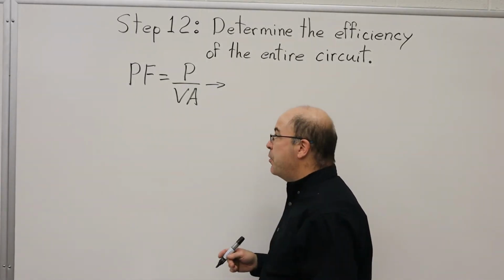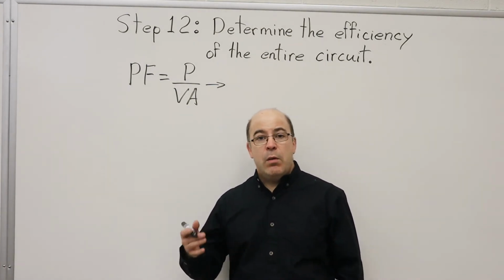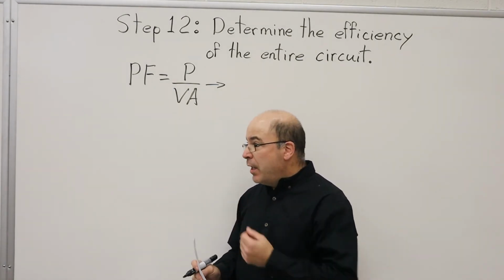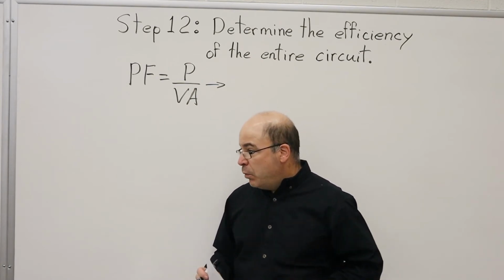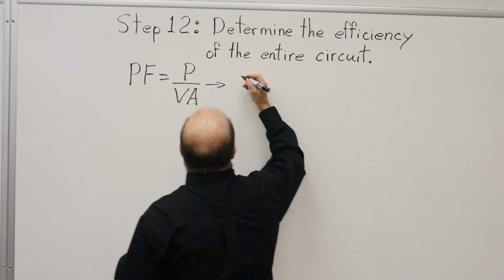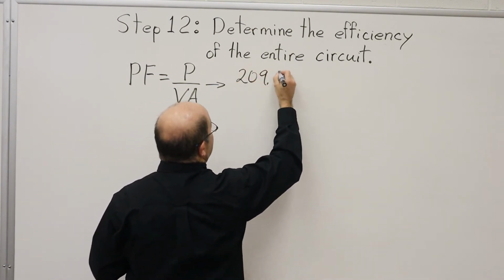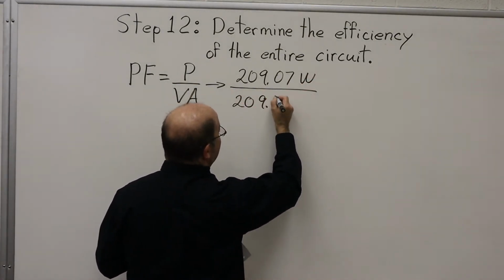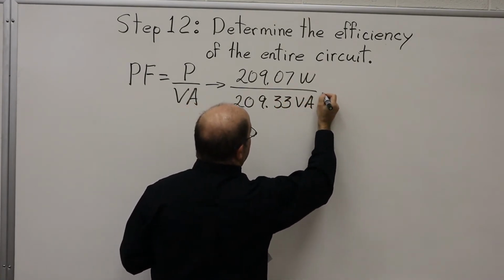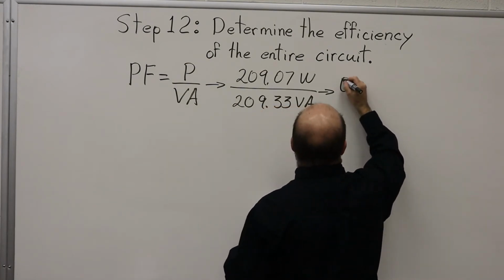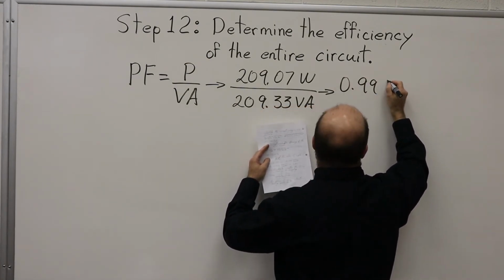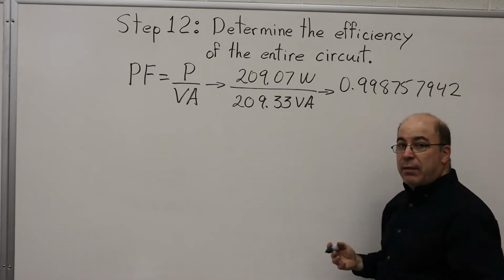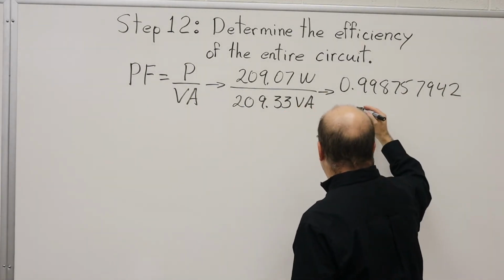Determining the efficiency of the entire circuit, or in other words, power factor. Now, I've always maintained that I prefer to work with values of power as opposed to using, in this case, the current draw. And so what we're going to do is input our values. 209.07 watts divided by 209.33 VA. The result is going to be 0.998757942.